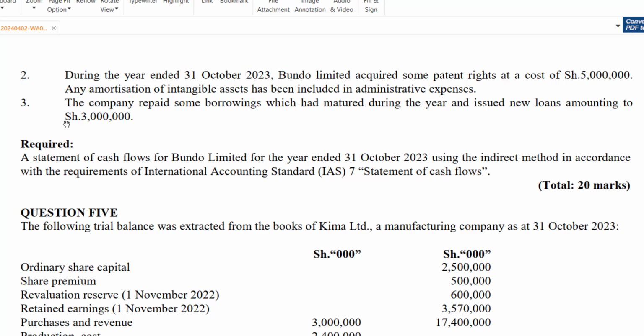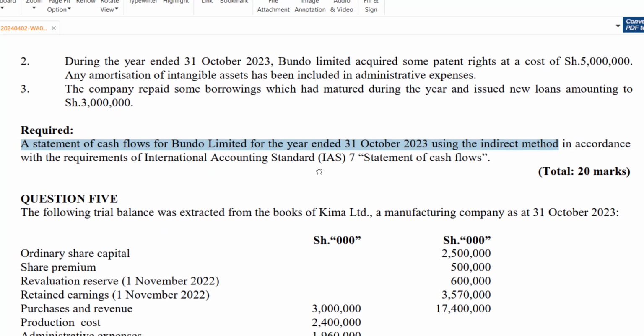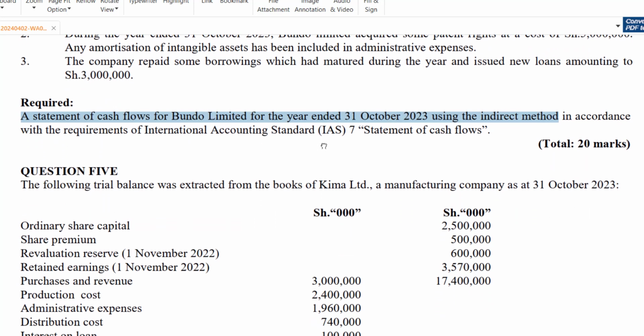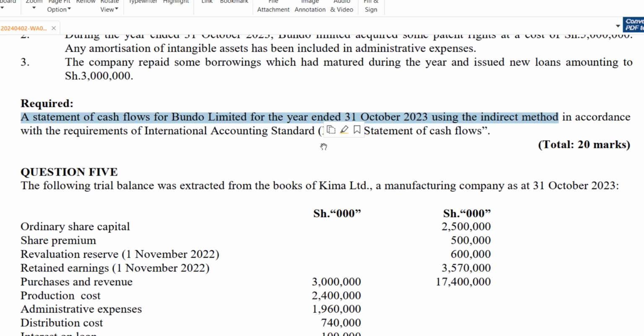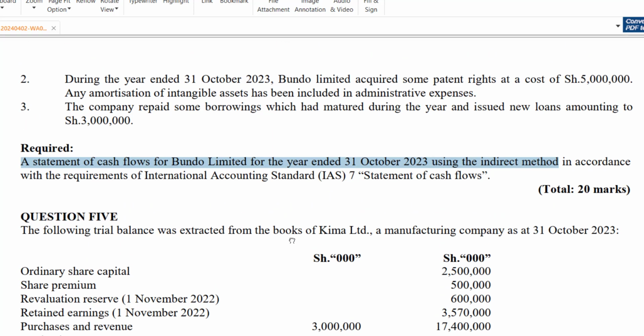Fine. Number 3, the company repaid some borrowings which had matured during the year and issued new loans amounting to 3 million. You are required to prepare a statement of cash flows for Bundo Limited for the year ended 31st October 2023 using the indirect method in accordance with the requirements of IAS 7 statement of cash flows. Fine. So let's go ahead and solve that question.